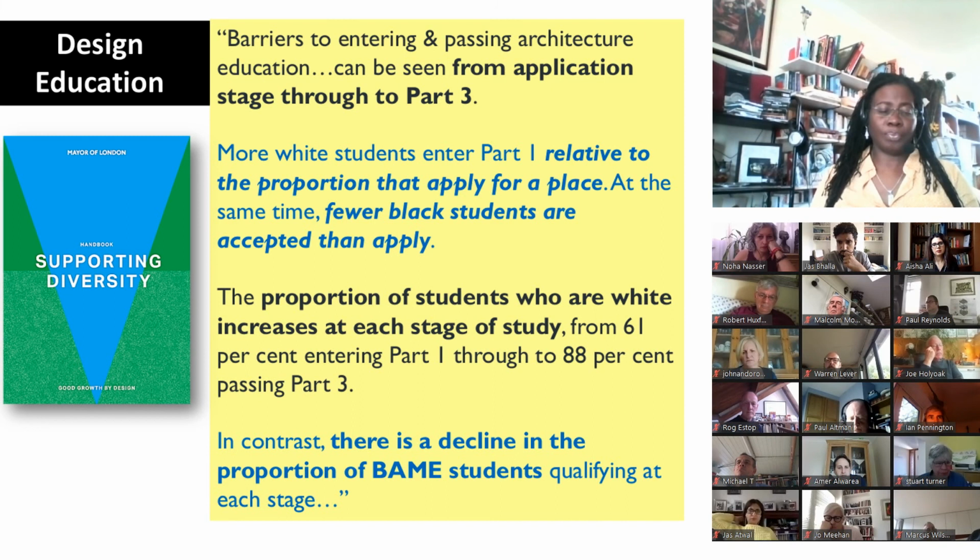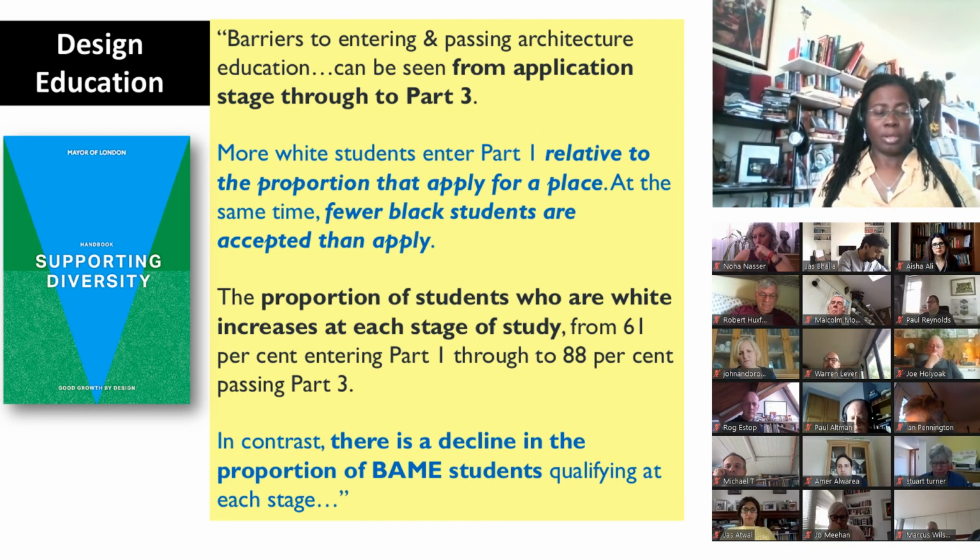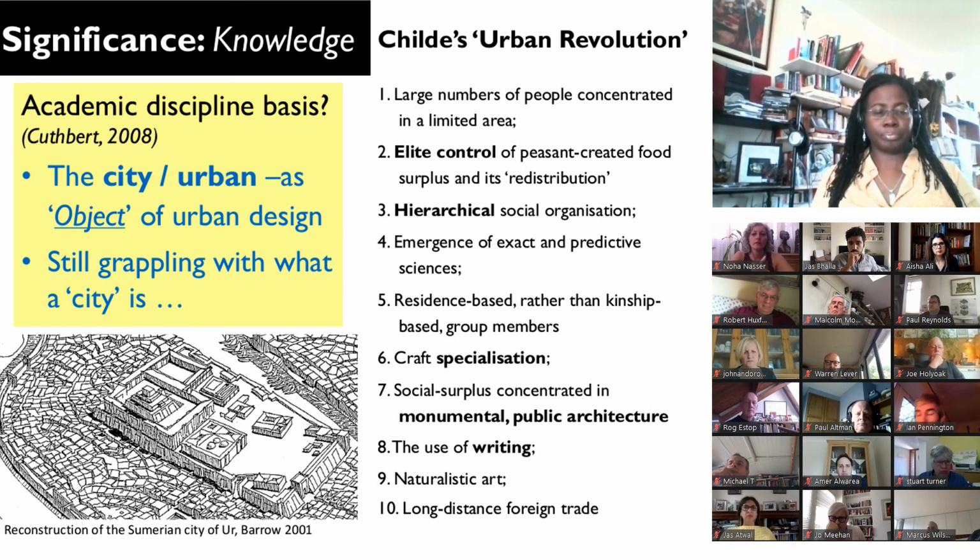At each milestone from part one to part three, there's a decline in the proportions of BAME students qualifying for these stages compared to an increase of white students as you go through the milestones. Various reasons are seen as likely contributing, from the length of courses to the costs and so on. We won't be going into that on this occasion. What I'd like to focus on is this notion of significance, particularly in relation to knowledge.